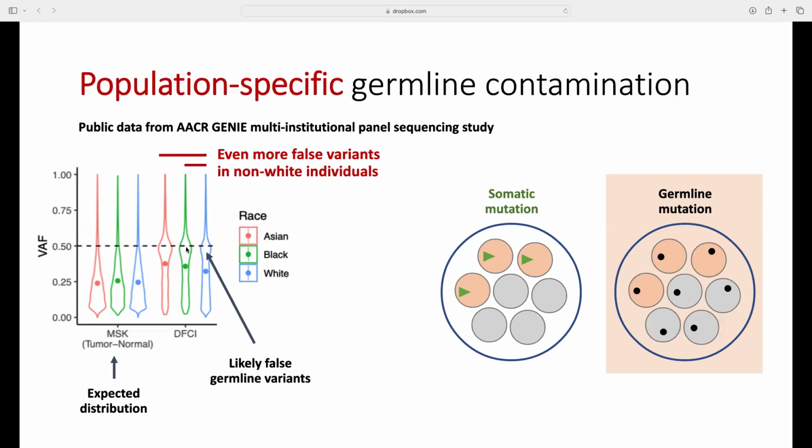And then the additional important observation here is that when you compare the distributions across these self-reported racial groups, you see that non-white patients actually have a higher variant allele fraction and a larger mix of these germline false positives. And I'll explain why that is, but I think it's important to note that this bias of germline miscalling is not only present, but present in a different fraction depending on which population you come from.